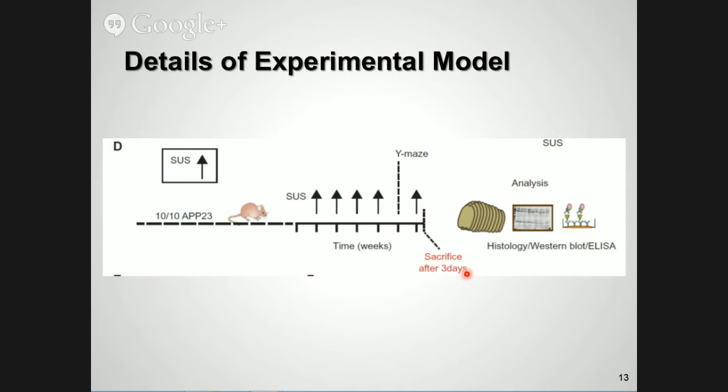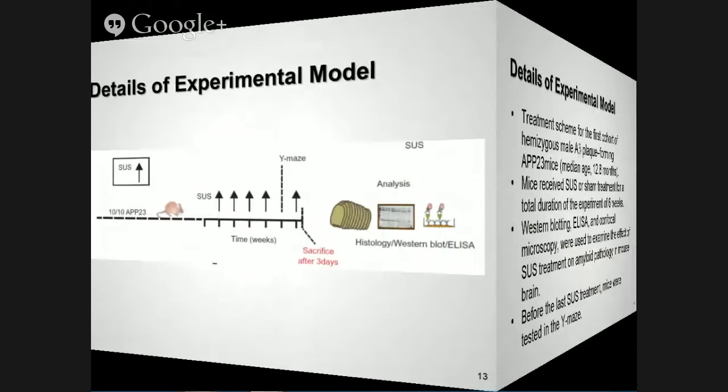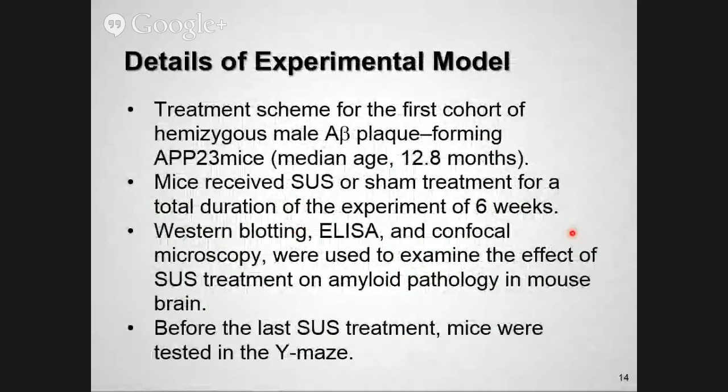They do behavioral testing, they do histology, as we've already seen, they do some protein chemistry, and they do what's known as an immunoblot or enzyme-linked immunosorbent assay, or an ELISA. And we'll see all of these in a bit. So this treatment scheme was really important, and I'm not putting this up here for you to memorize, but more for you to understand.